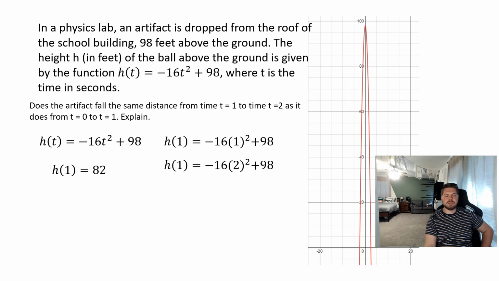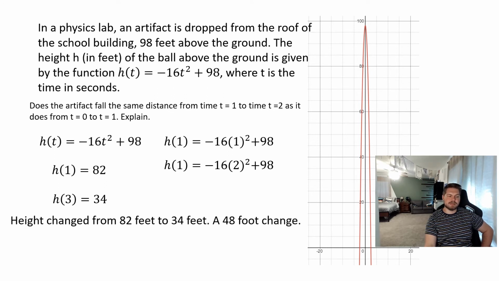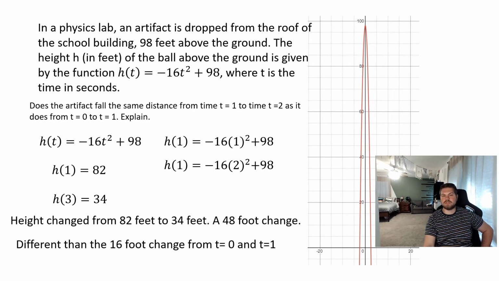If you plug in 2, 2 squared is 4. Then you have to do 4 times 16, and then 98 minus 4 times 16. You get 34. Wait, I put h is 3, but I'm very positive that it's h is 2. Same over here, I put h is 1, but it's h is 2, is 34. So 82 to 34 is a much bigger change. It's a 48-foot change compared to the 16-foot change from time equals 0 to time equals 1. So it's a bigger change, you could put.